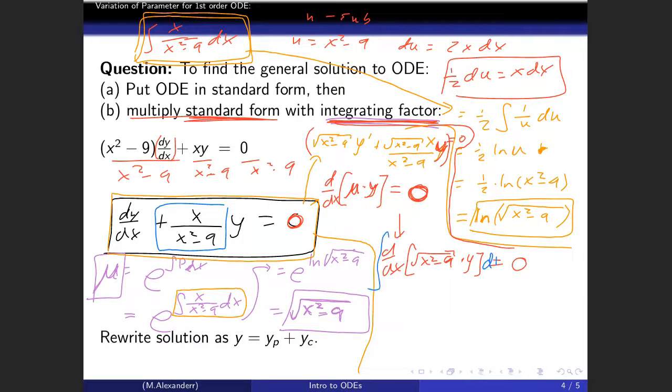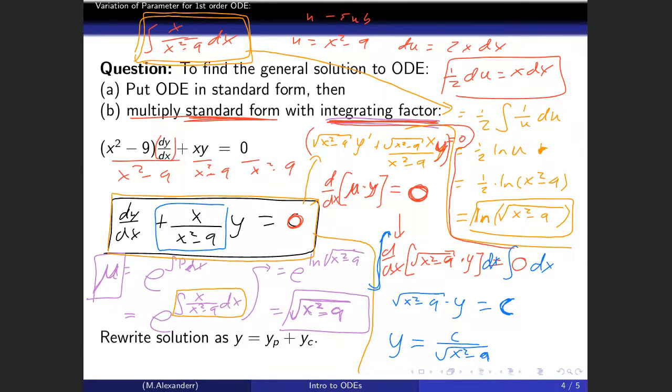So we integrate with respect to x on both sides. On the left side, the blue integral and the red derivative cancel out, and so you only get the inside part. So you get the square root of x squared minus 9 multiplied by y. And on the other side, the integral of the number 0 is just a constant c. And remember, what are we trying to do here? We're trying to solve for the y function. And so all we have to do is divide both sides by the square root part.